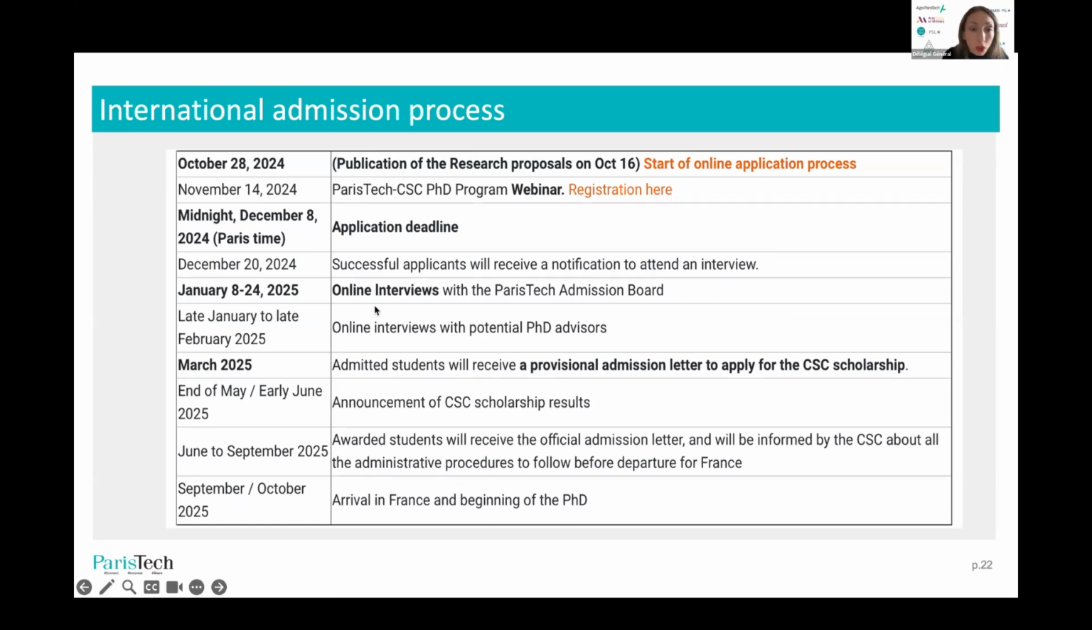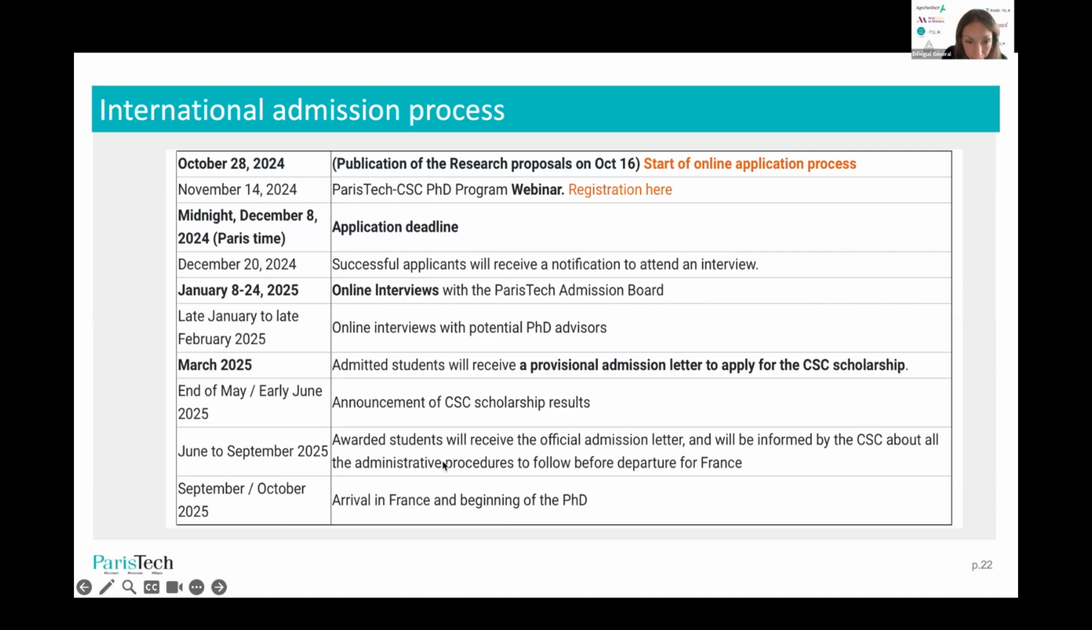And then, just for your information, you will have a notification before, on December 20. And then you will have a bunch of live interviews with the PhD advisor and with the ParisTech admission board, but step by step, okay? First, if you want to apply, just apply, and then we will send you a lot of emails with all the information for the further steps.